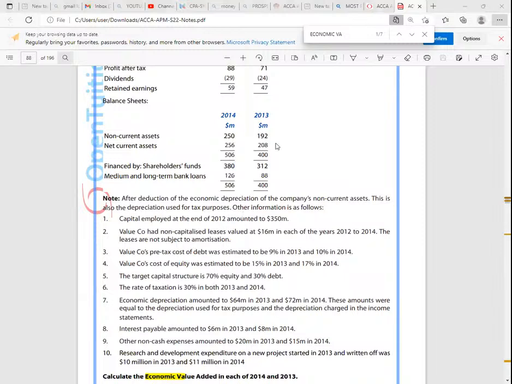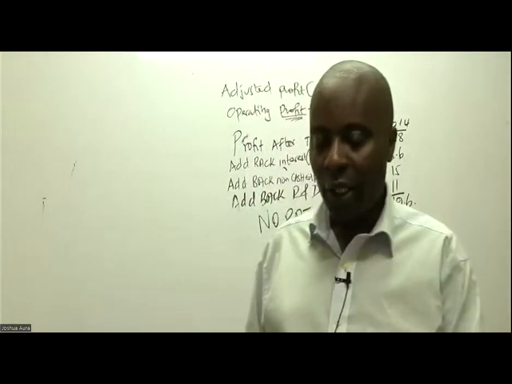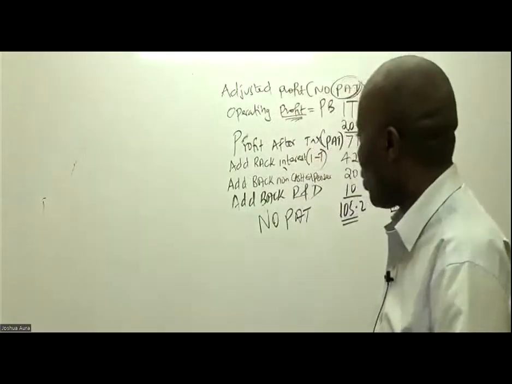Why? I have 2013. So this capital employed at the end of 2012 is the beginning balance of which year? 2013. It is the beginning balance of 2013. So now he wants me to use this bad approach. This is quite technical, but I'm sure my students will appreciate it.